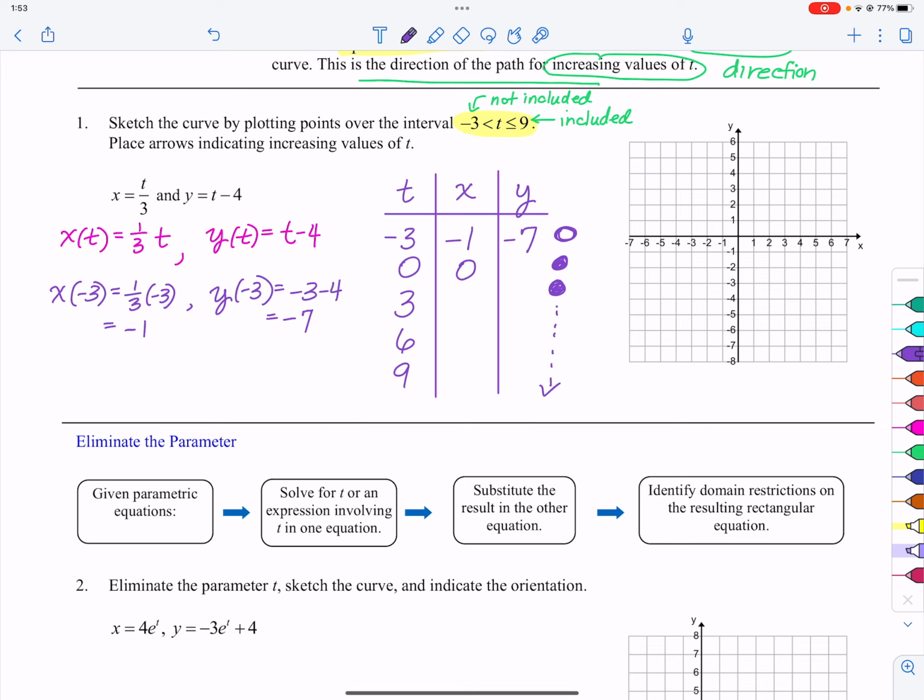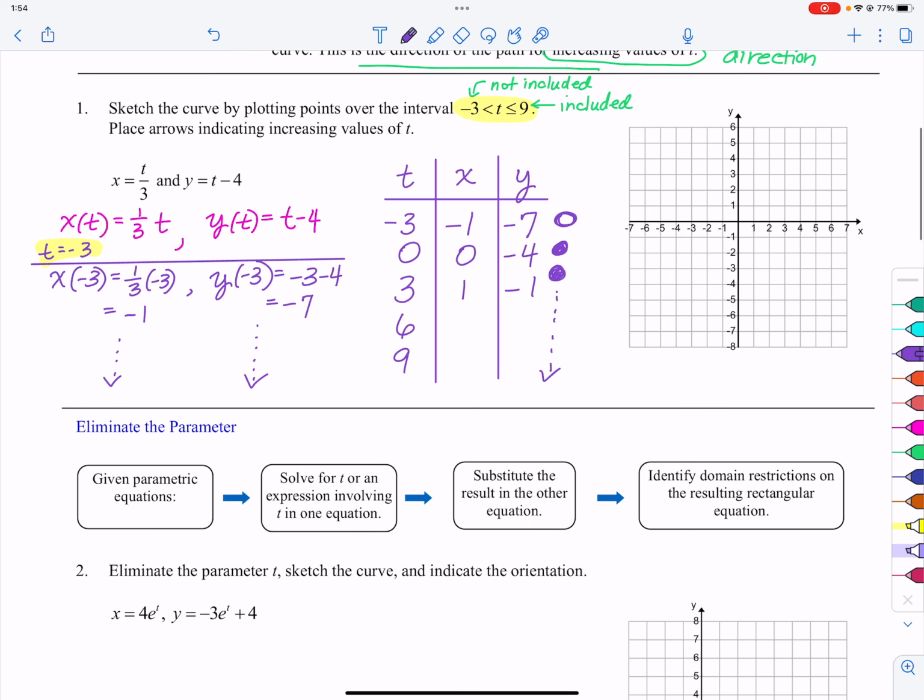I'm going to go ahead and fill these in. All I have done is plug each of these t values in. This was when t was equal to -3, and that's what these computations were. Then you could just go on and find the rest. When t is 0, x was 0 and y was -4. When t is 3, x is 1 and y is -1. When t is 6, we get both x and y equal to 2. And when t is 9, x is equal to 3 and y is 5.